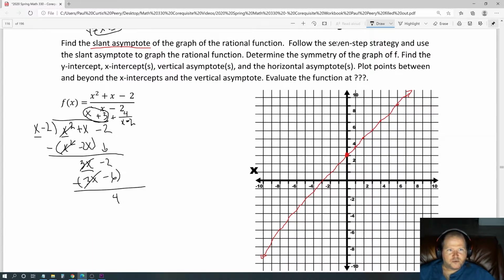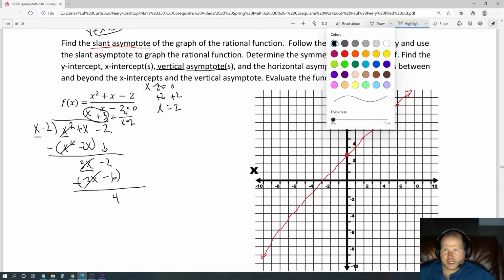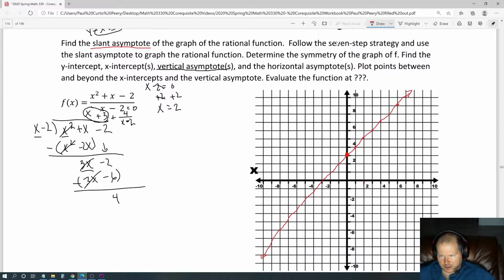Okay, so let's move on to, for instance, a vertical asymptote. I would just basically set the denominator equal to 0, which would be x minus 2 equals 0, plus 2, cancel, cancel, x is equal to 2. So we have a vertical asymptote where x is equal to 2, which is right here. So it's going to be right along this line right here. This entire line is where my asymptote is. Okay, so we got that one.